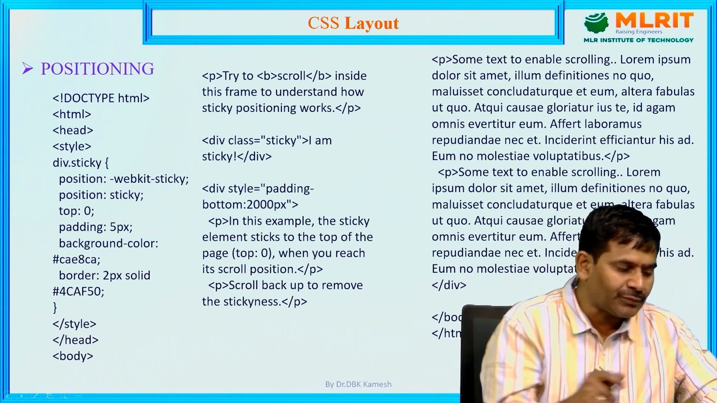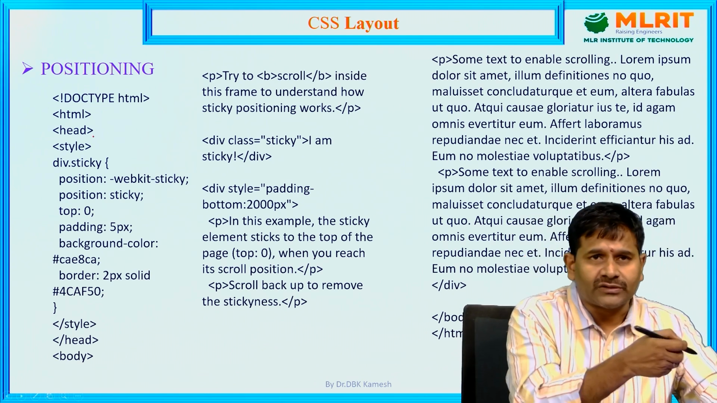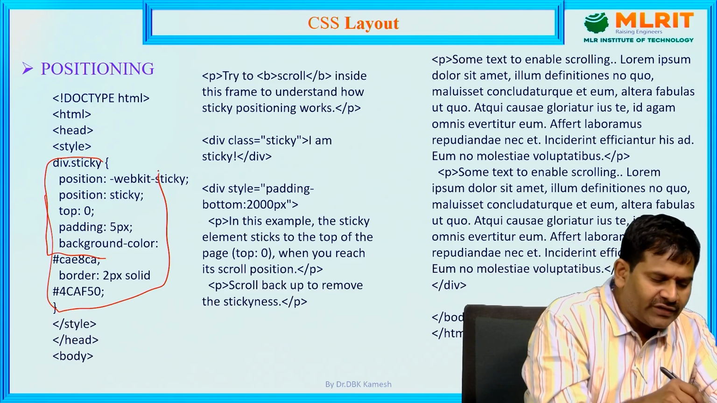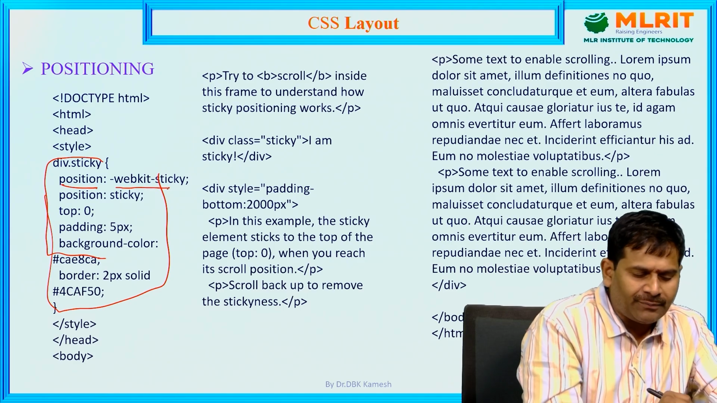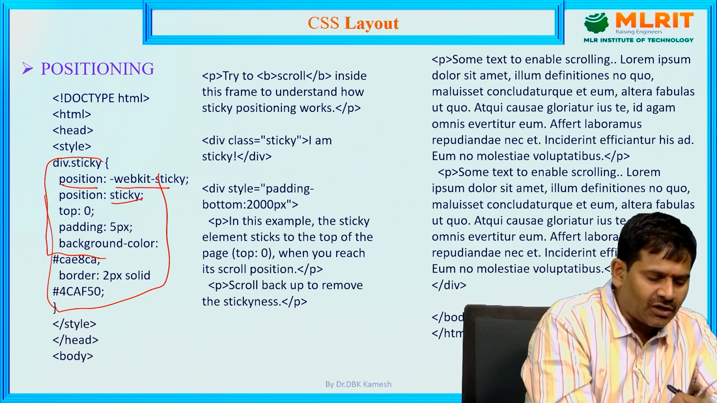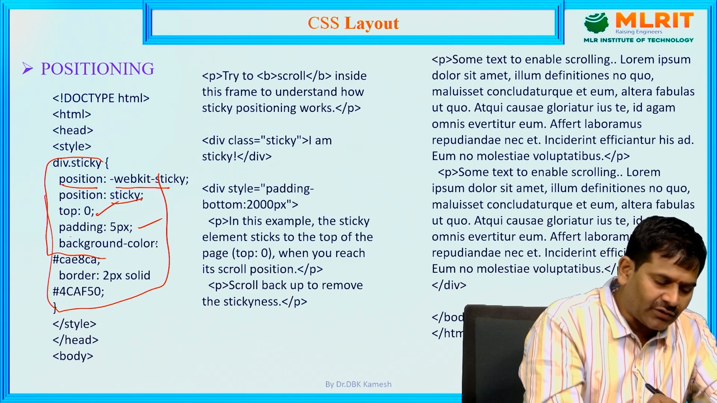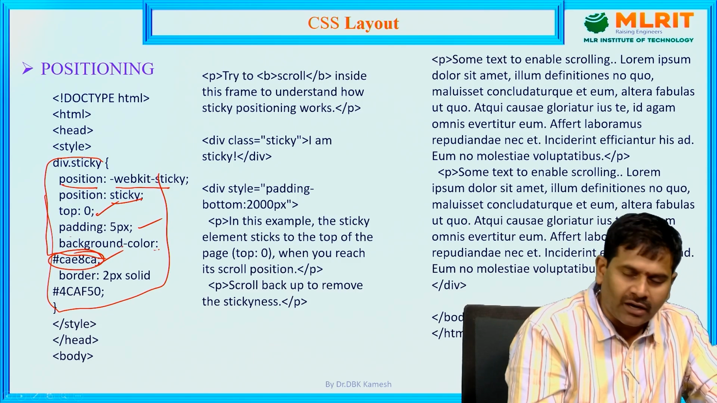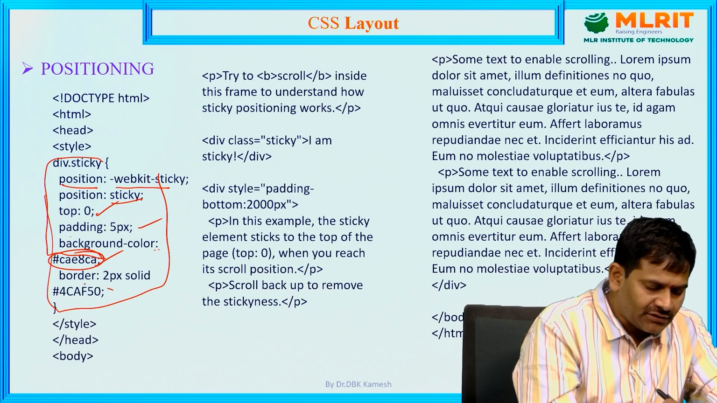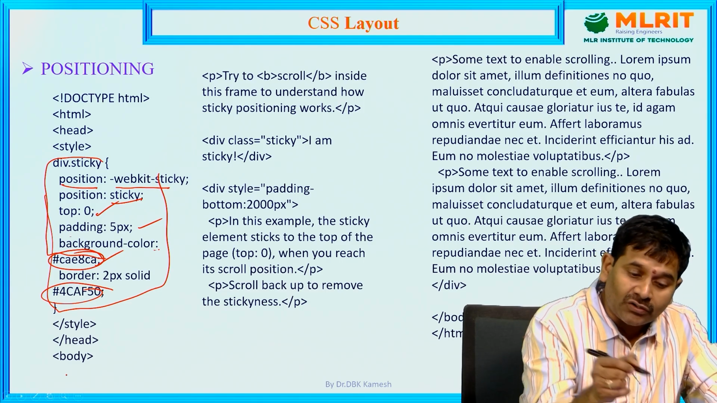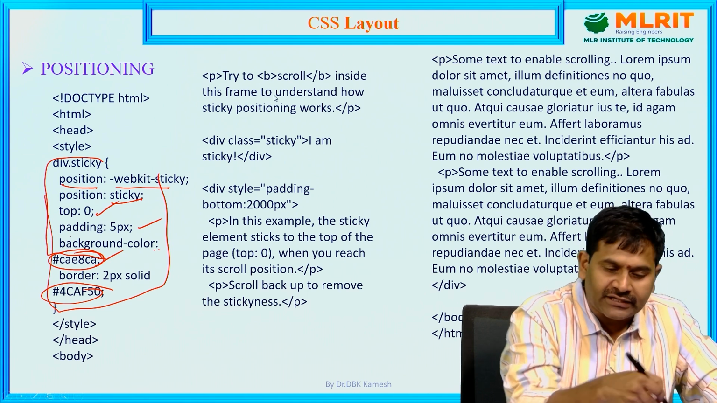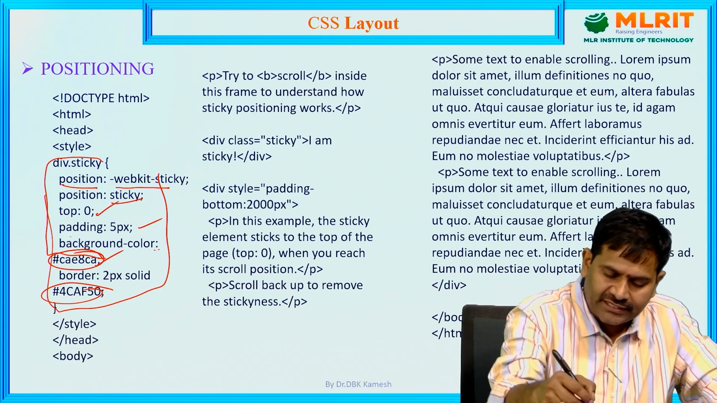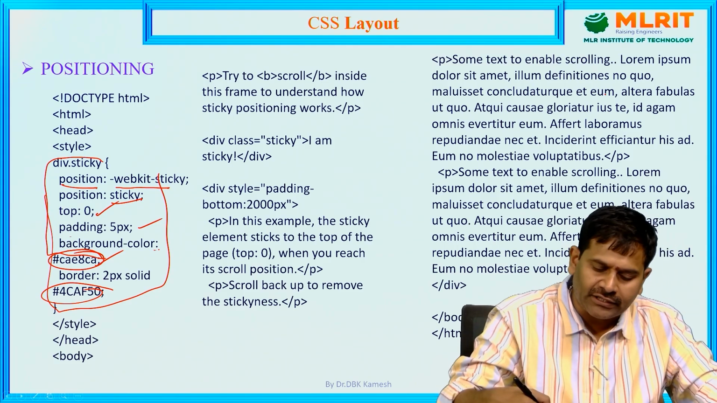Then an example: document type HTML, style. Then the division, this is the sticky one. We have given position, then WebKit sticky, position sticky, top 0, padding 5 pixels, and background color. Then a color combination, border 2 pixels solid. Some text we have written, some text that enables scrolling. This is how sticky positioning works and what it looks like.